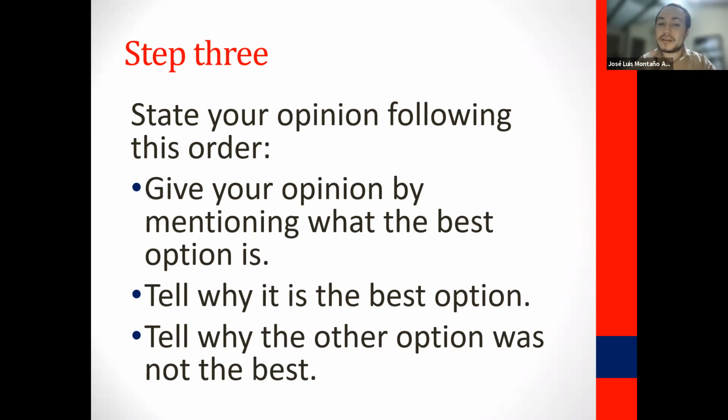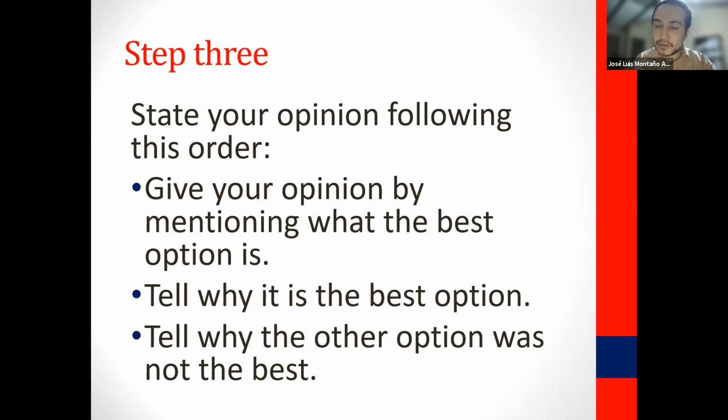So you have to support these ideas. It's not as simple as this because you have to do this in 1 minute. Okay, 1 minute is more than the 45 seconds we had before. This is 1 minute. Okay, so first, your opinion telling the examiner what the best option is. Then, why it is the best option. And finally, why the other option was not the best. Okay, those are the 3 steps that have to be integrated in your 1 minute answer.